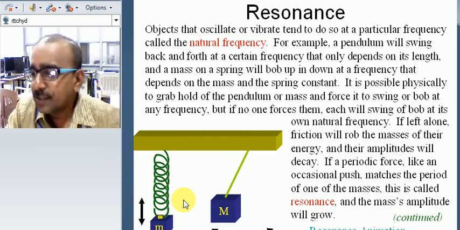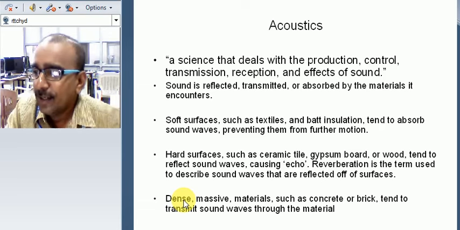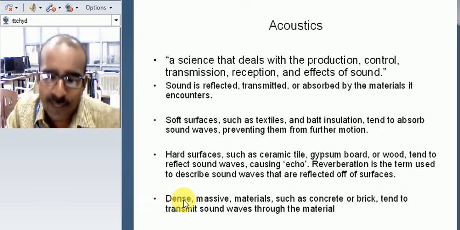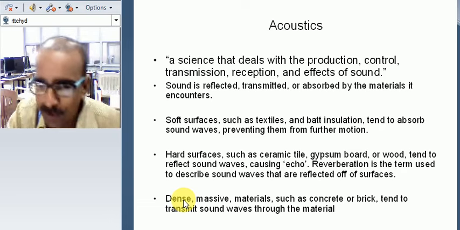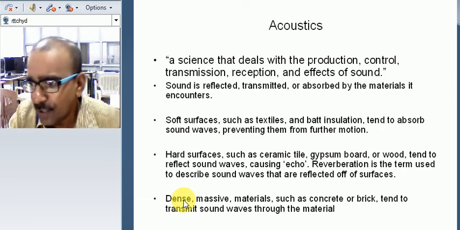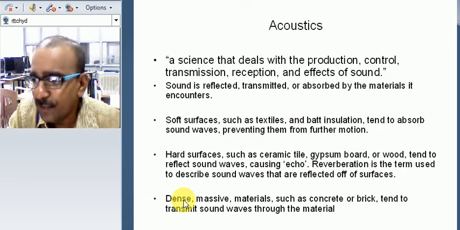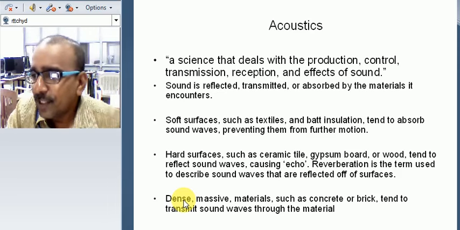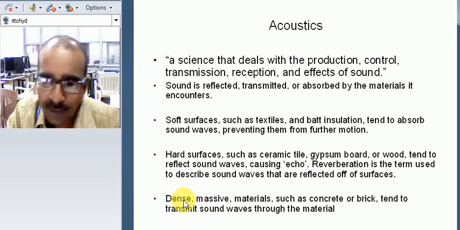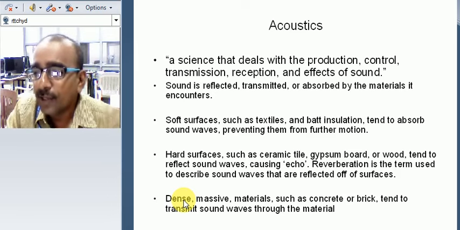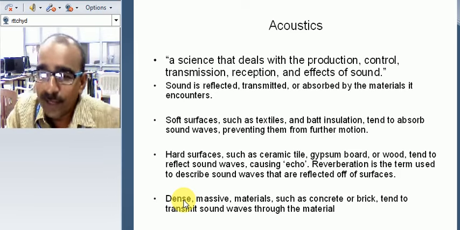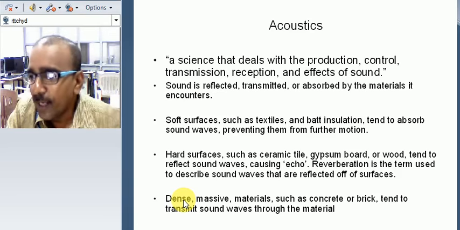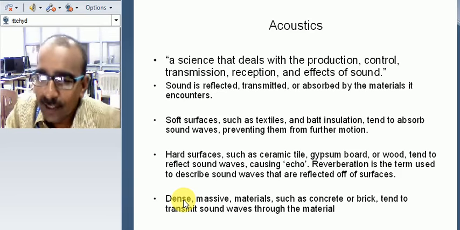Next comes the acoustics. Acoustics is a branch of science which deals with sound. The basic definition of acoustics is the science that deals with the production, control, transmission, reception and effect of sound. Here the sound is reflected, transmitted or absorbed by the material it encounters.